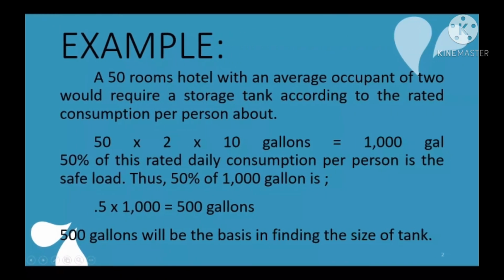For example, a 50-room hotel with an average occupant of 2 would require a storage tank according to the rated consumption per person above. 50 multiplied by 2 multiplied by 10 gallons is equal to 1,000 gallons. 50% of this rated daily consumption per person is the safe load. Thus, 50% of 1,000 gallons is 0.5 multiplied by 1,000 is equal to 500 gallons. 500 gallons will be the basis in finding the size of tank.